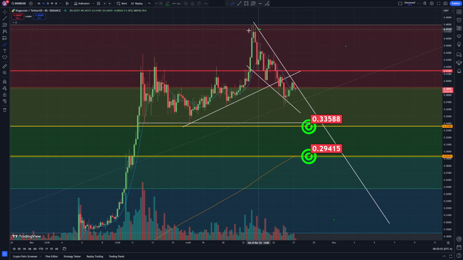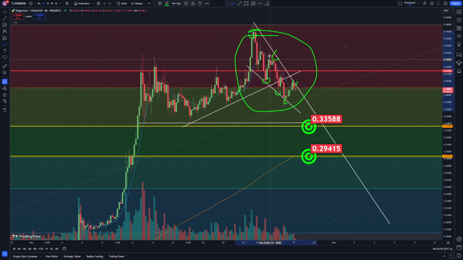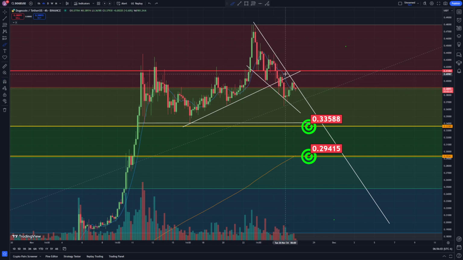We're getting lower highs right there and then lower lows just on this smaller little time frame. I mean, the short term, should I say. But we are trending down. So what I'm looking at is the next target sitting at around 335, and the next one after that is 294. I'm not sure how far it's going to go down.